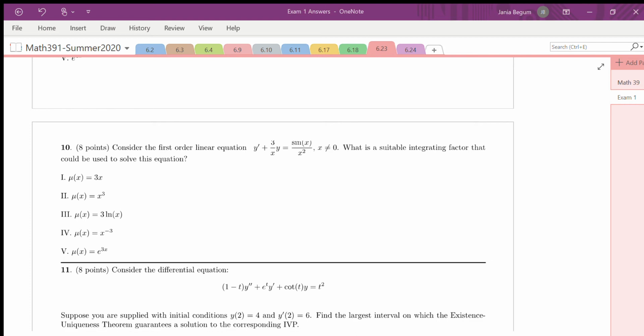So Aisha says x to the power. Yeah, right? So we know mu of x is equal to e to the integral of p of x dx. So in this case, p of x is this function right here. That's p of x. So we have e to the integral of 3 over x dx, which is x cubed. So yep, absolutely, that's the answer.